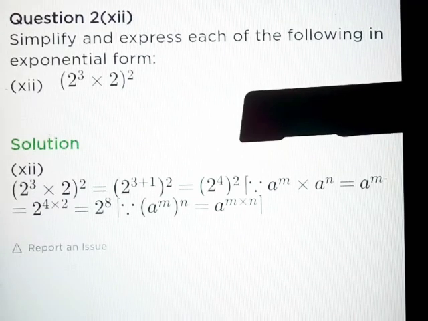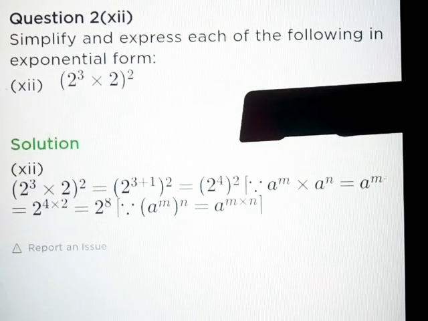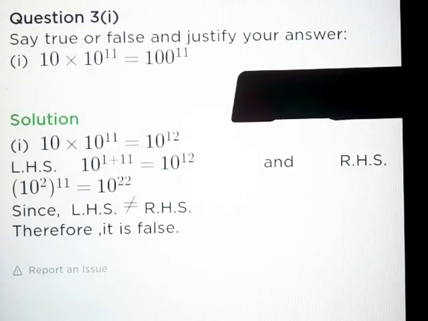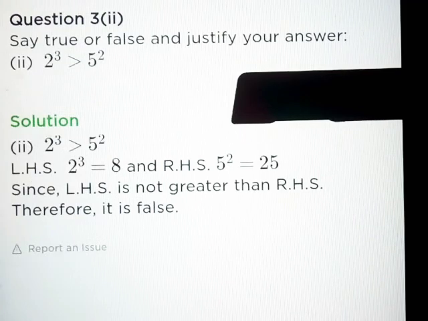12th, 2 cube into 2 square. Answer, a to the power m into n. Question number 3, part A. State true or false and justify your answer. First, 10 into 10 raised to power 11 is equal to 100 raised to power 11. Therefore, it is false.